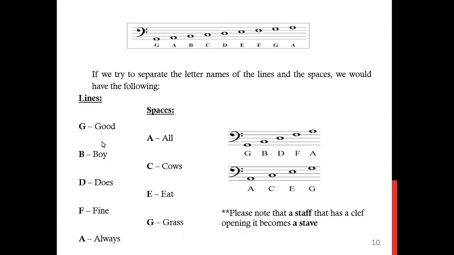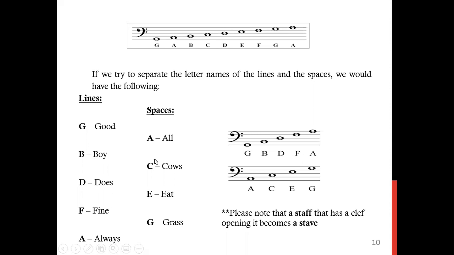You're going to have your lines to be G, B, D, F, A. That's Good Boy Does Fine Always. Good Boy Does Fine Always. But for the spaces, you can say All Cows Eat Grass. That's an acronym for them.